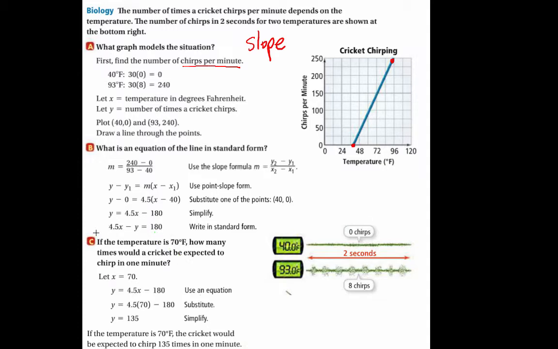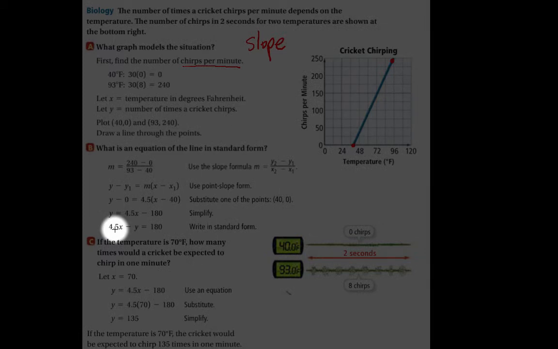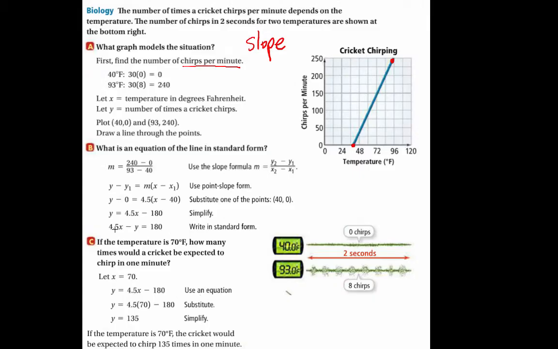Okay? Now, one thing here is this 4.5, this is not an integer. Okay, 4.5, a decimal, is not an integer. We don't have to have integers, so for this problem, it's okay to leave this as 4.5. Right? So there's our equation.